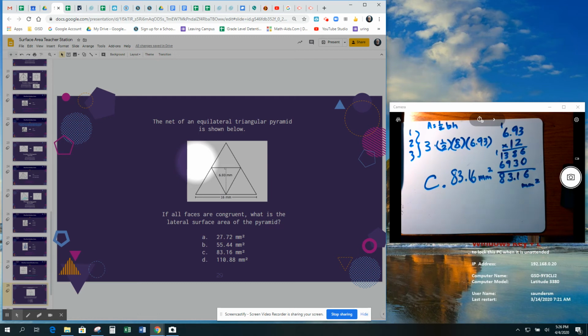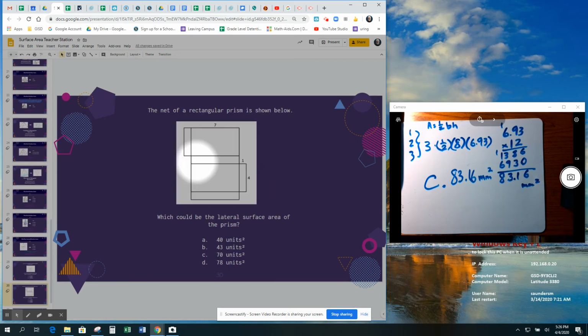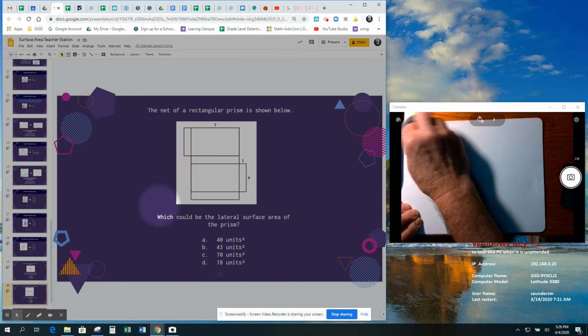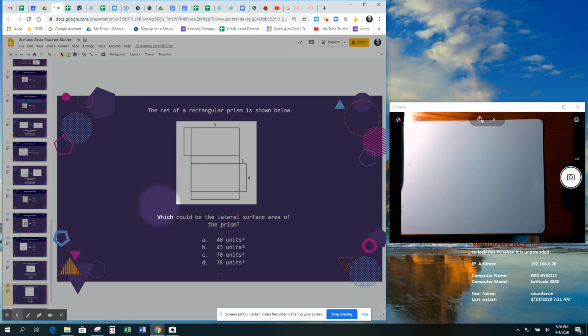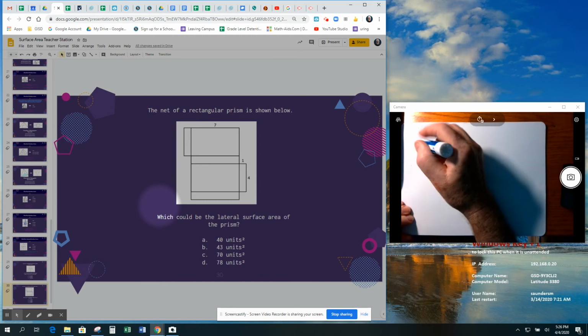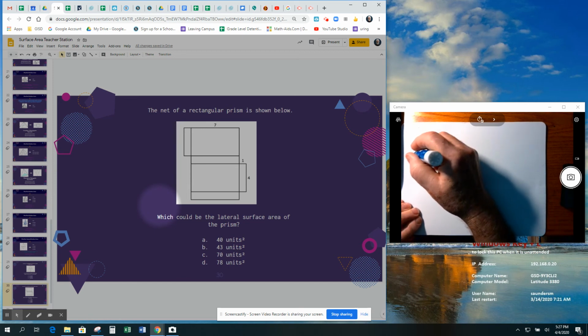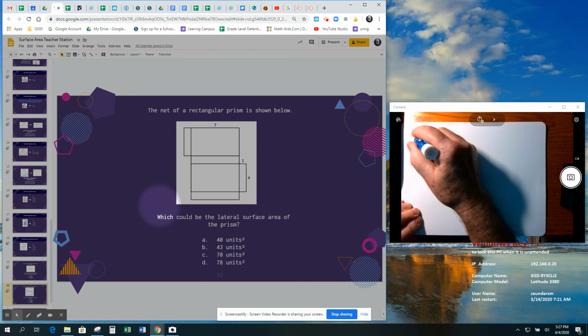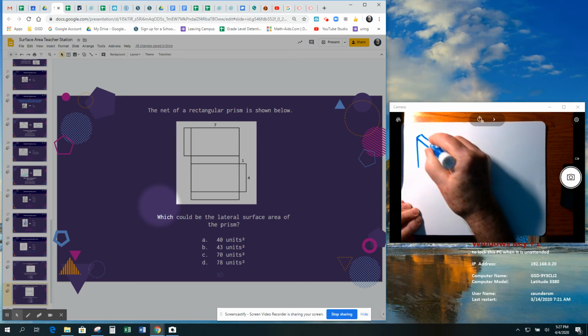Very good. Let's go to the next one. Okay, the net of a rectangular prism is shown below. All right. Which could be the lateral surface area of this prism? Well, first of all, we have to figure out how this prism was standing. Which ones are the bases? Because lateral surface area is the sides without the bases. So I'm going to take a guess that if we folded this net back up and stood it on its base, it would have a picture that looks something like this.